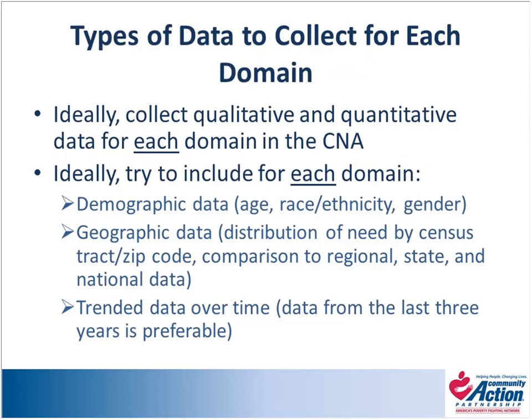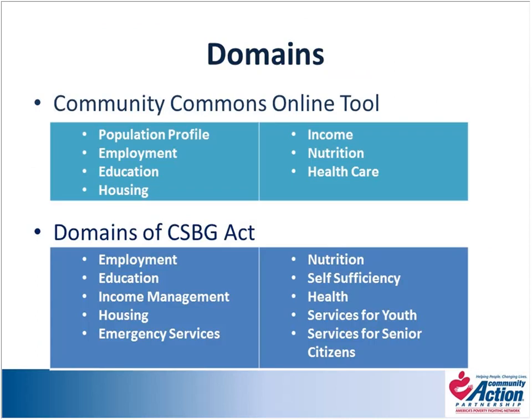Okay, so as far as the types of data that we want to collect, we talked a little bit about, when we mentioned the organizational standards, that we want to make sure we have both qualitative and quantitative data for each domain, and we also want to have demographics for each domain. Whenever we're talking about domains, I'm going to go to the next slide quickly, just to show you what we mean by domains.